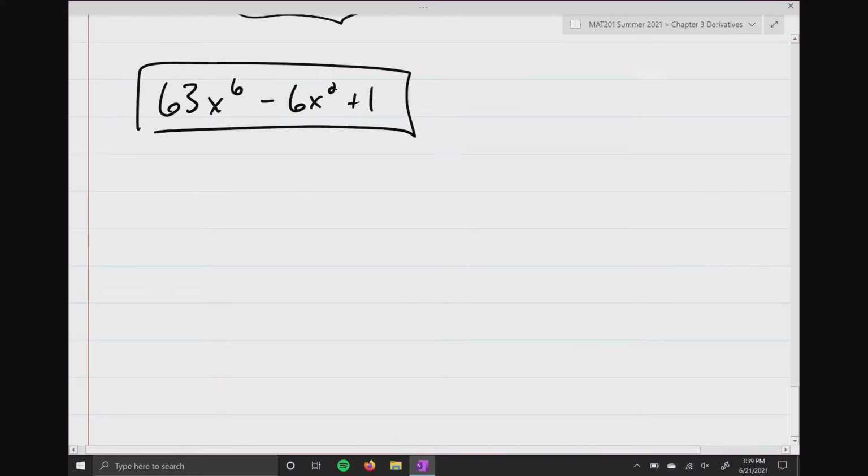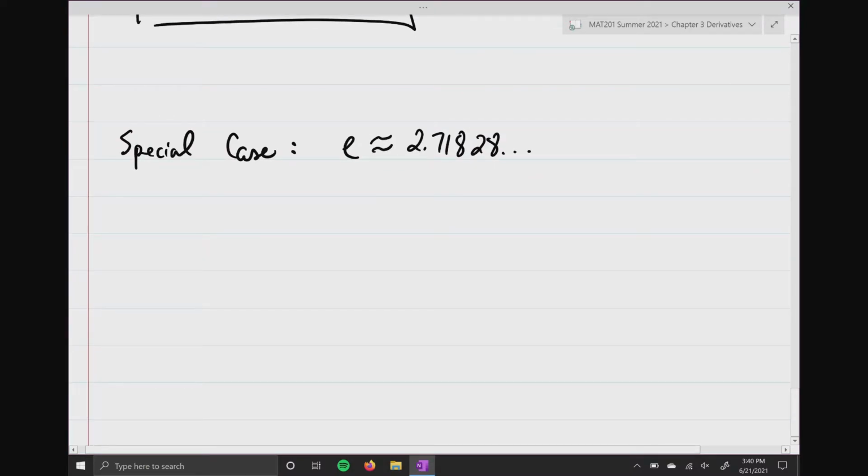All right. Now, the next derivative we're going to go over is actually a special case. There's a number that we frequently see in mathematics, and there are two ways to define it. That number is e. e is approximately 2.71828 and a bunch of numbers after that. I forget exactly what it is, but what I do know is there are two ways that we can actually define e.